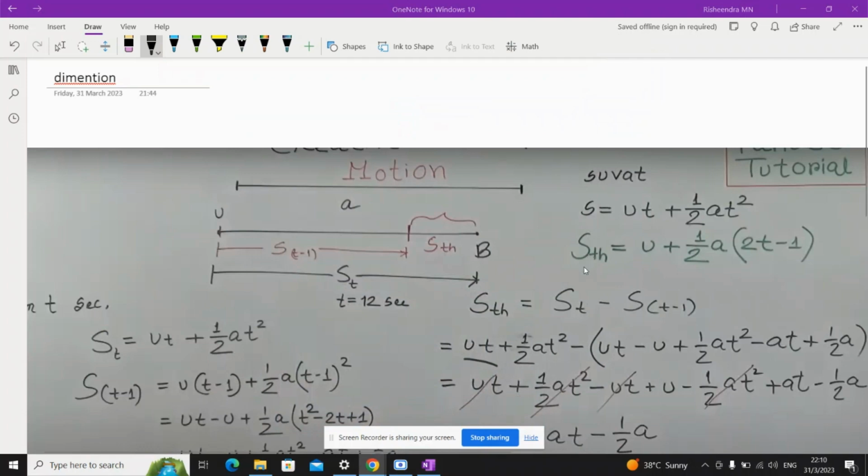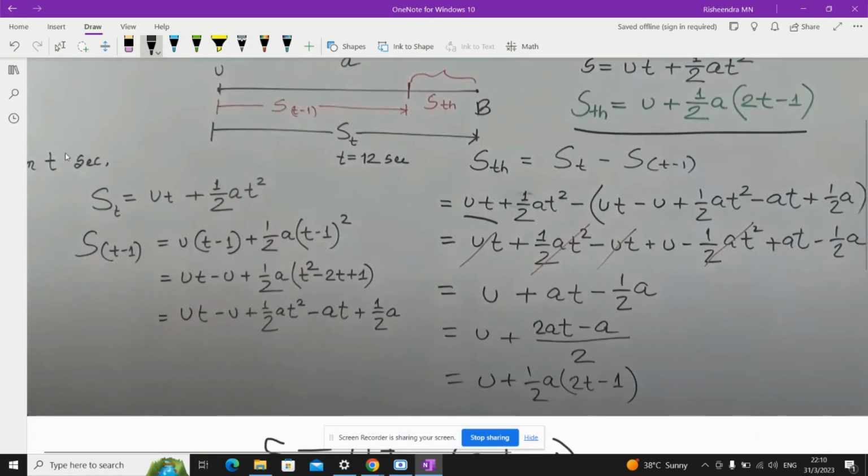Hello guys, let's look at this beautiful equation. The distance traveled by a particle in the nth second is equal to u plus half a into 2t minus 1. Looks good. And here is a beautiful proof for that.